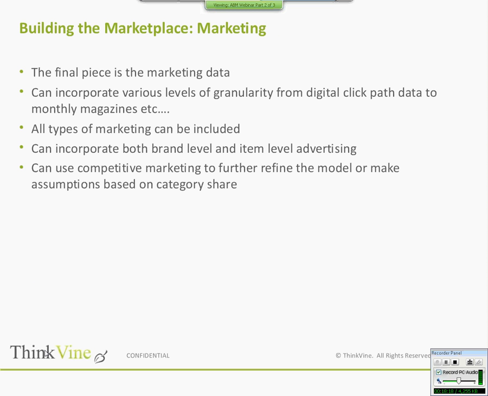And the final piece is the marketing data. From the customer, we get all of their past marketing activity and all their sales, of course. And we can incorporate various levels of granularity. We can take in digital click path data and monthly magazines. We can take all sorts of marketing data in, and we get all of their marketing activities. We can also incorporate brand level advertising, item level advertising, and all of that sort of stuff. And the more competitive information we have, the better. So if they have competitive marketing, we can also include all of that and model the competitive brands as well.